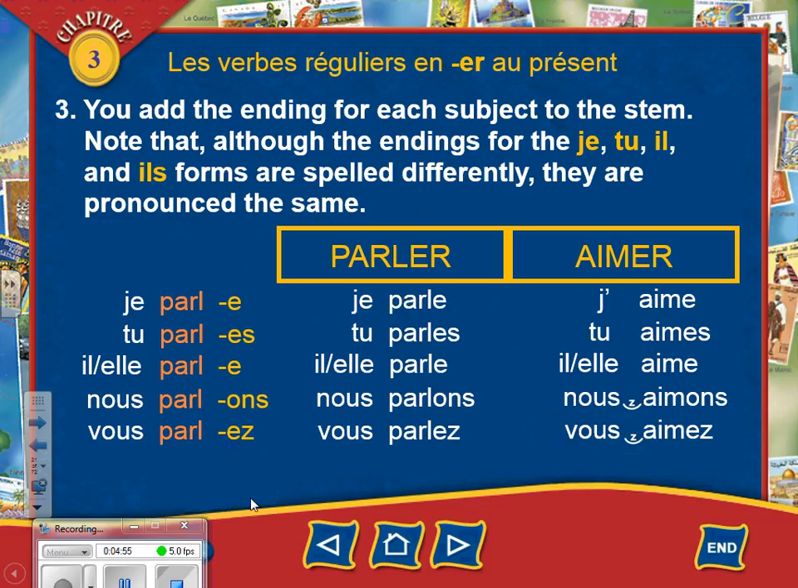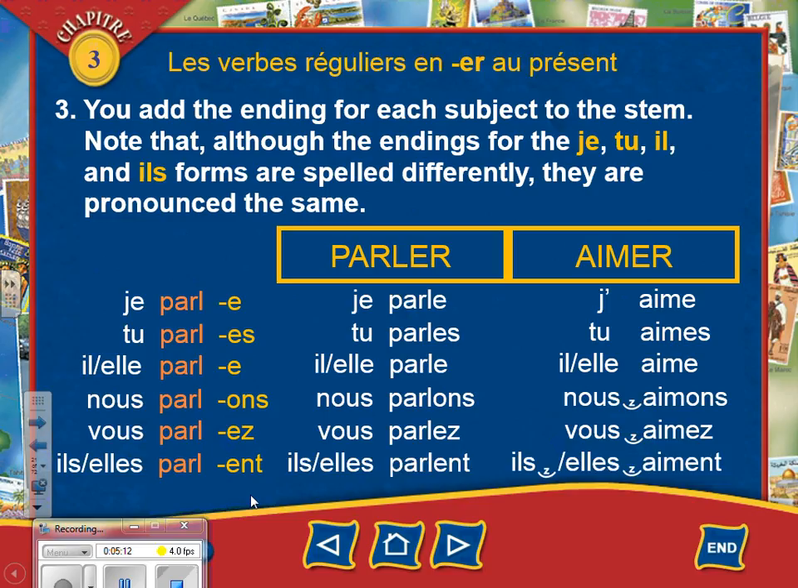For ils and elles, our ending is ENT. Remember Madame Mayo in class saying, when do I hear the ENT at the end of a verb? What's the answer? Never! Although the endings for je, tu, il, and ils forms are spelled differently because they have different endings, they sound the same. Je parle, tu parles, il parle, elle parle, ils parlent, elles parlent. Remember, my friends, we don't hear this ENT.